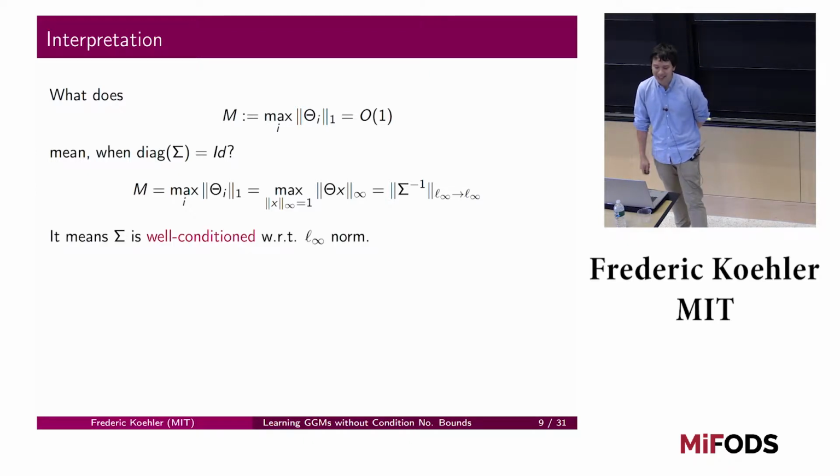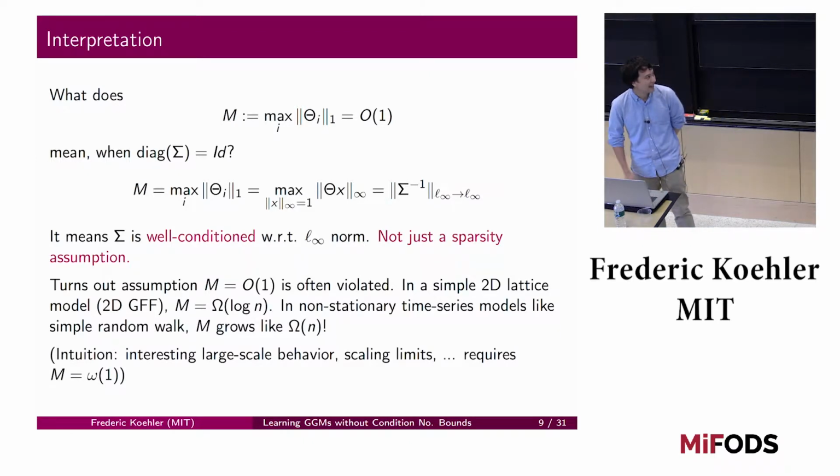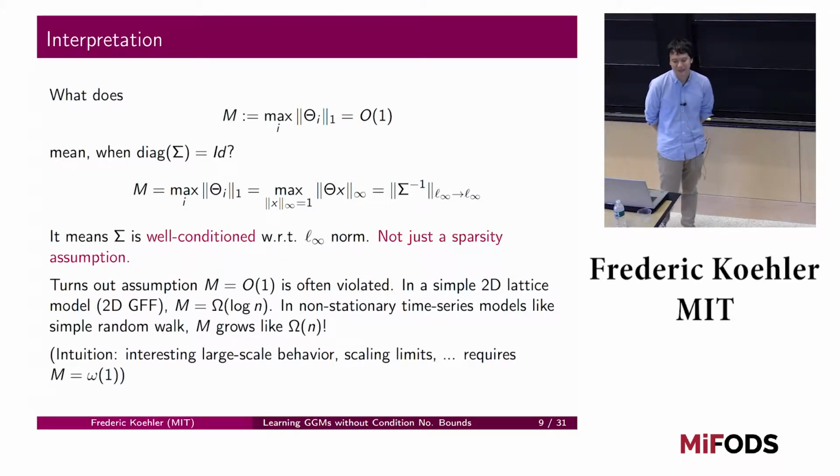And if we look at that, we're like, oh, that actually looks kind of like a condition number. And pretty much it means that m is small when sigma is well conditioned with respect to this norm. Once you start to think about this, you'll realize that this is actually a little more than a sparsity assumption. So in many models, m actually grows with n as I take n to infinity.